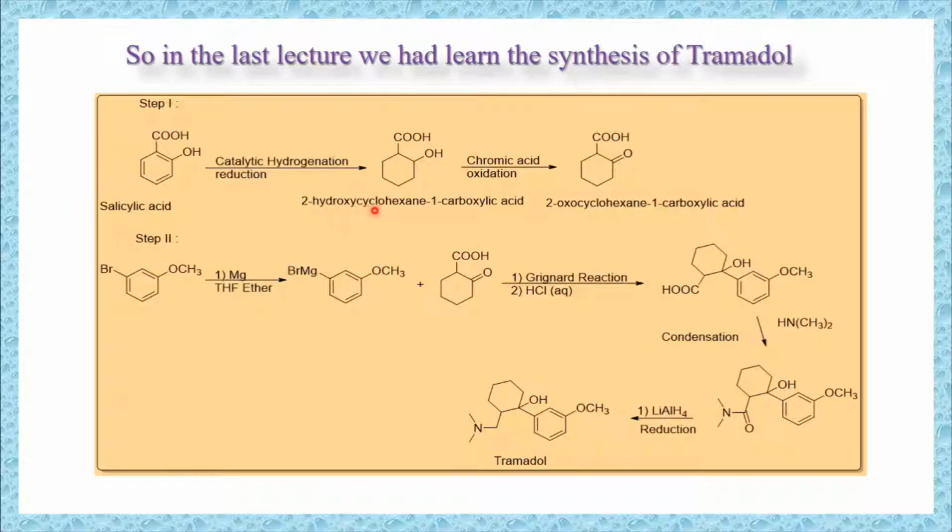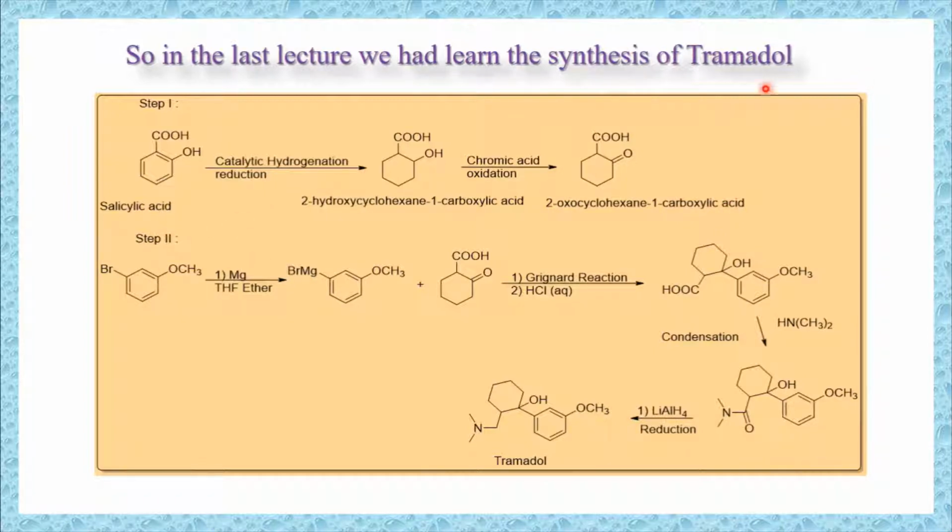2 hydroxy cyclohexane 1 carboxylic acid. Then this 2 hydroxy cyclohexane carboxylic acid undergoes oxidation in presence of oxidizing agent, and the oxidizing agent is chromic acid. So the role of this chromic acid is it oxidizes this alcohol, it's a secondary alcohol, into ketone. So it oxidizes this hydroxy group into ketone. You will get this 2-oxocyclohexane 1 carboxylic acid.